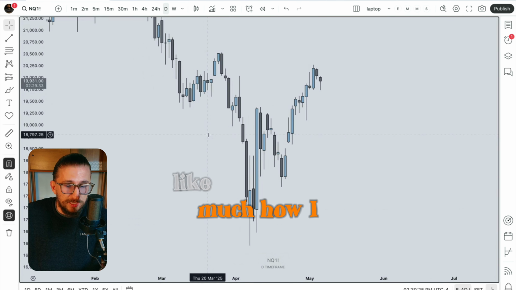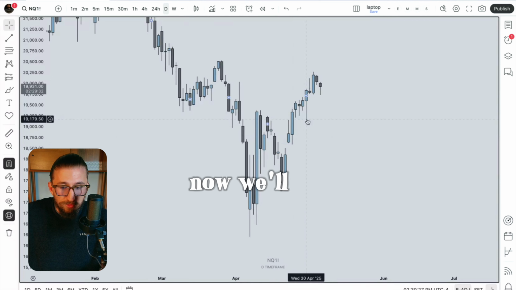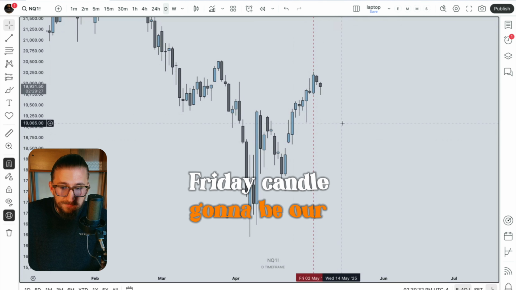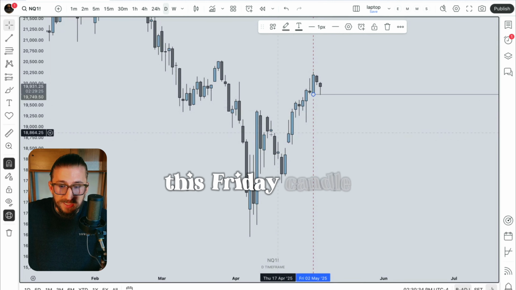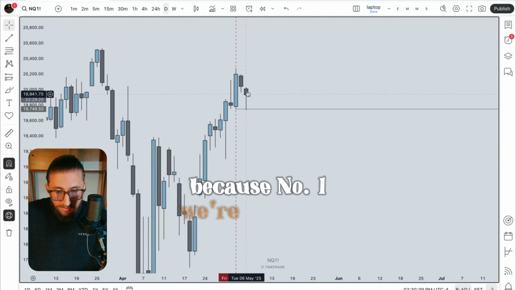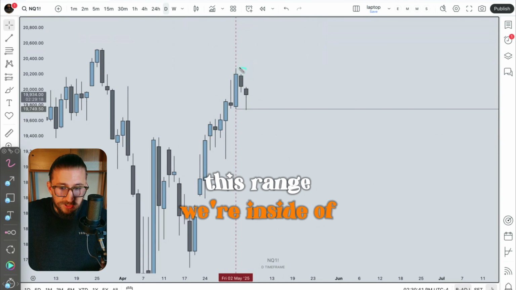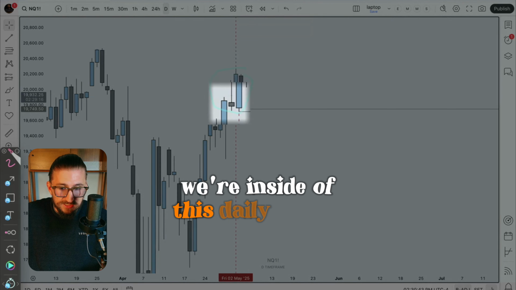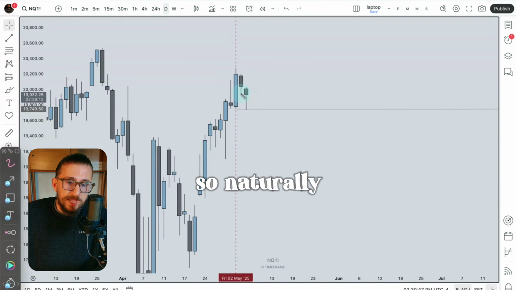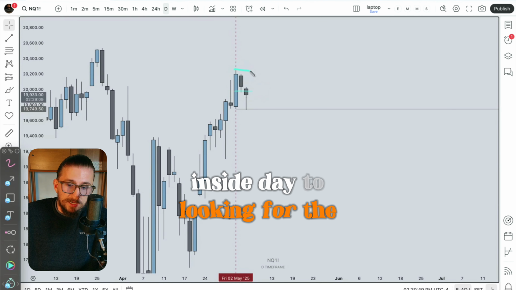This is pretty much how I like to approach every single day. Now we'll lay out some framework right here. This is essentially going to be our Friday candle. We can see right here, this Friday candle low is going to be relevant for us because number one, we're inside of this range. So you can see right here, we're inside of this daily candle. This day forms an inside day. So naturally, we're going to be looking for the inside day to break.